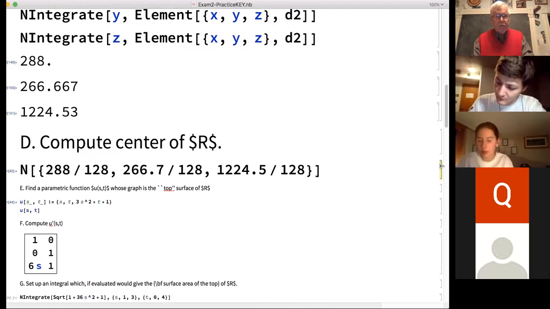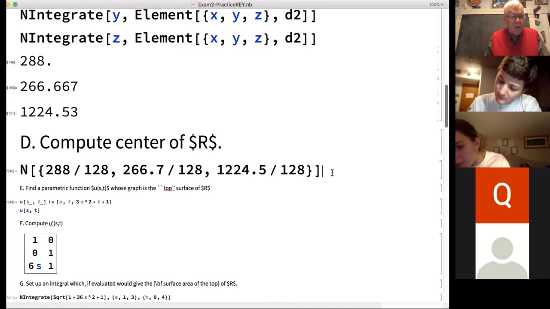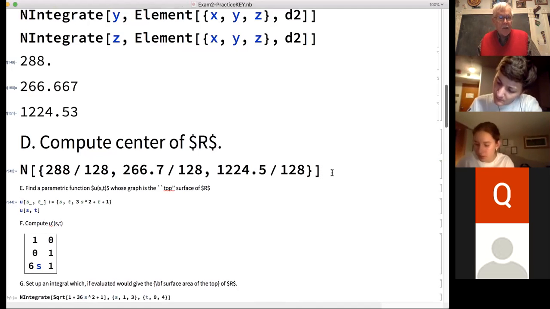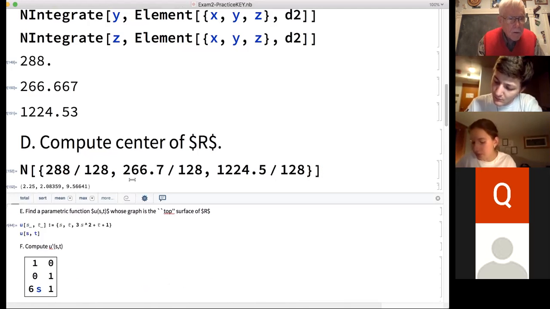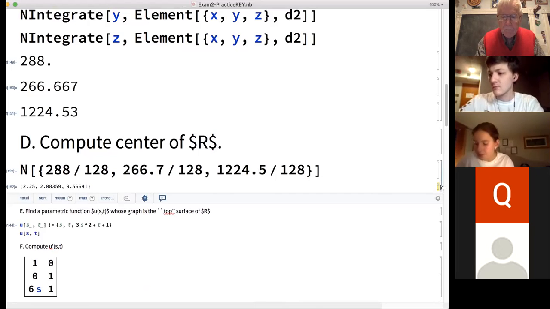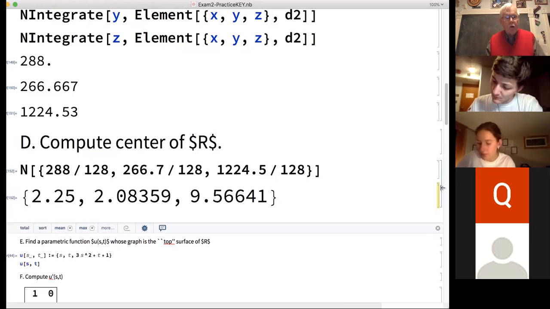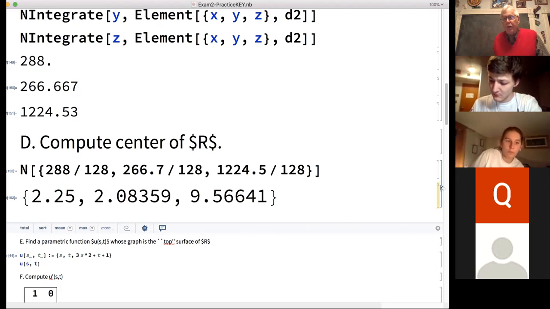So if you look at the x coordinate of the center, it is the x moment over the volume. Moment in the y direction over the volume, moment in the z direction over the volume. And we see what those are, maybe. Two and a quarter, about 2.1, about 9.6, something like that. So that is a three-dimensional balance point of that object.